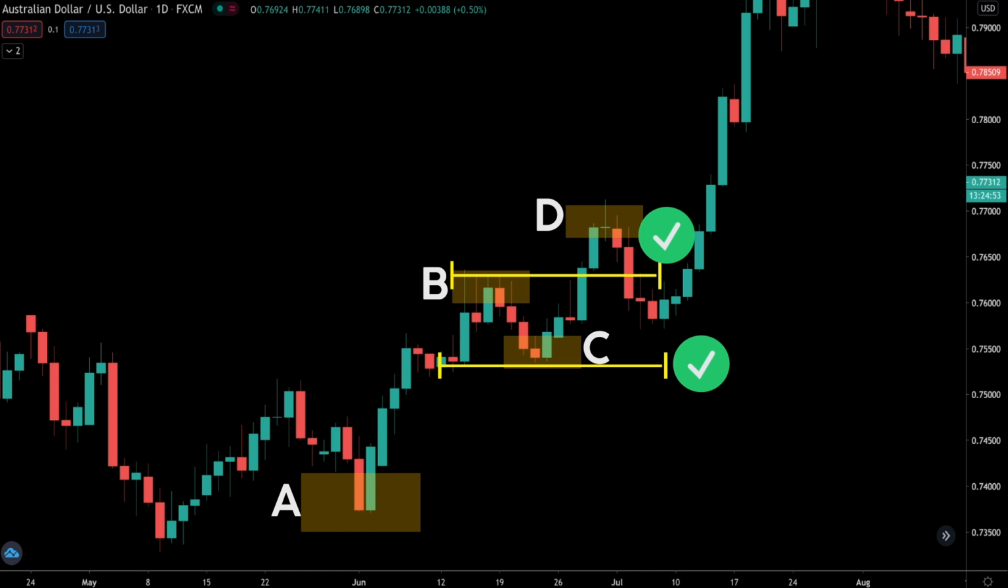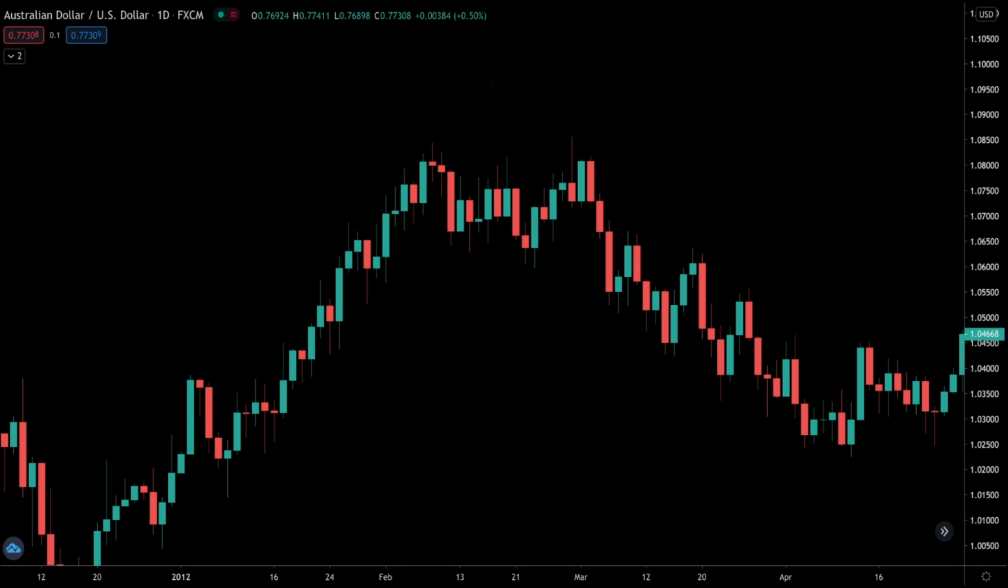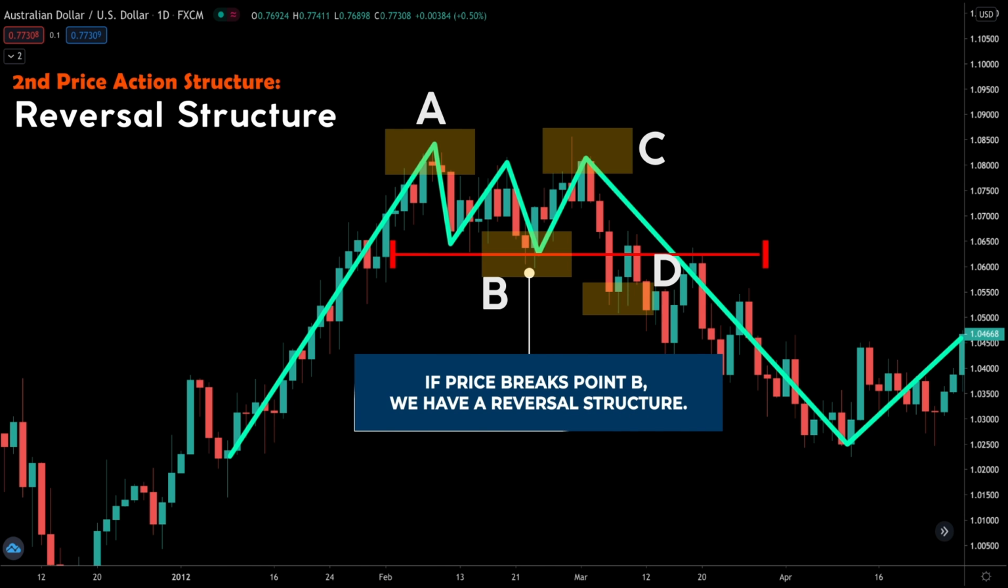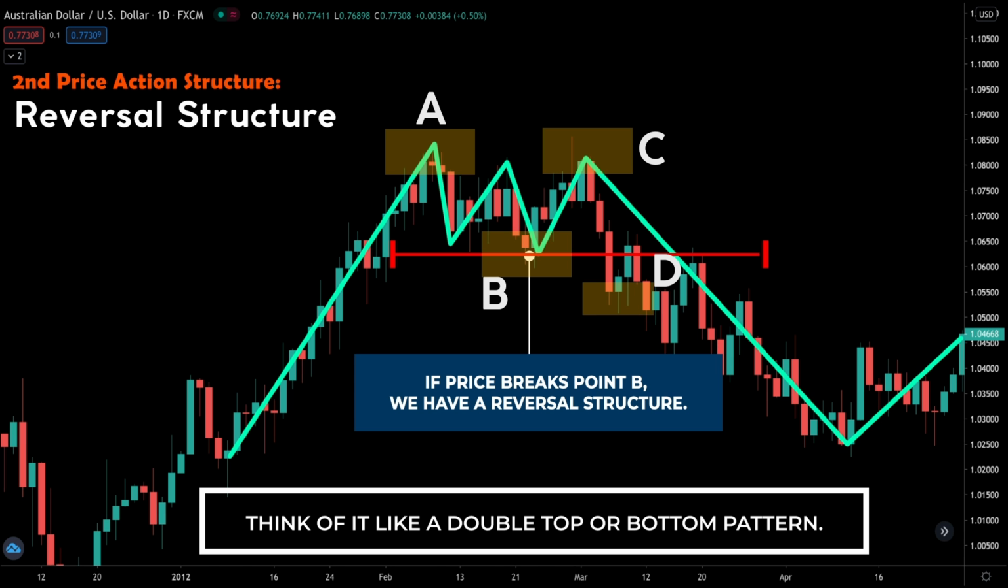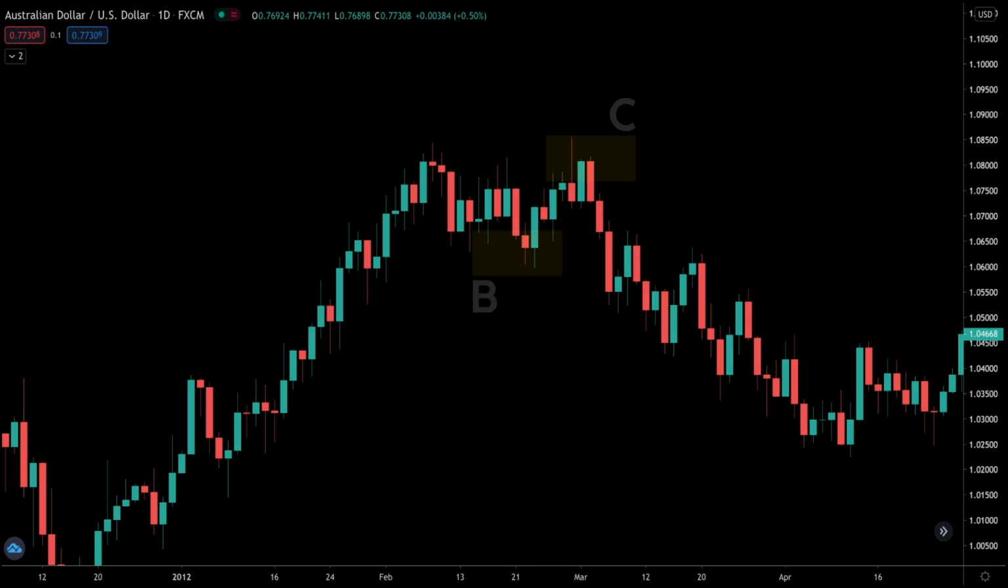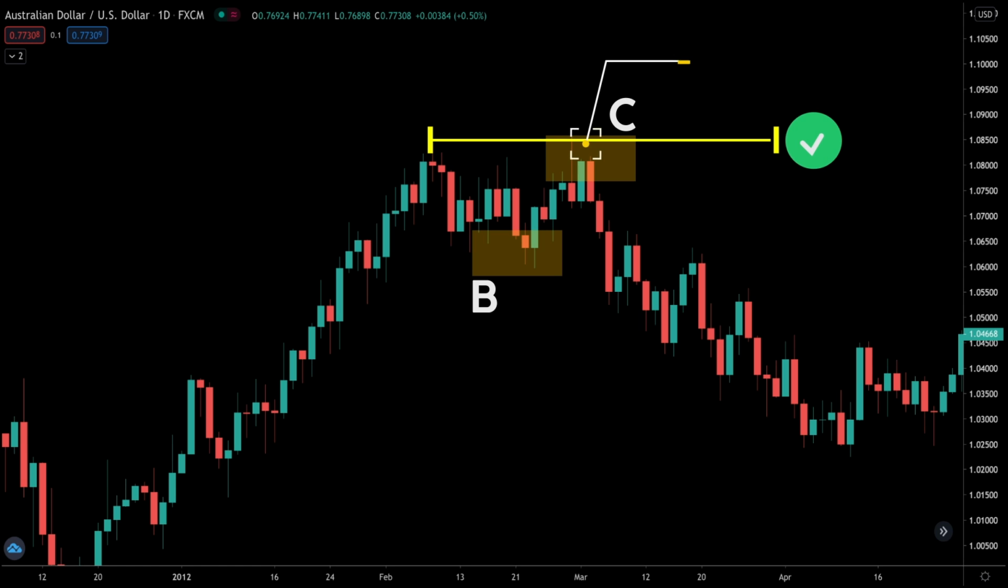Now this second price action structure is the reversal structure. If price breaks point B, then we have a reversal structure. Think of it like a double top or bottom pattern. Now there are 2 critical price levels for you to pay attention to when you see a reversal structure such as this. The first is the extreme swing high or low. This is the level at which price failed to break through, and obviously this is a critical level.